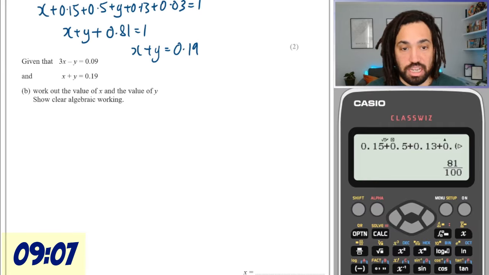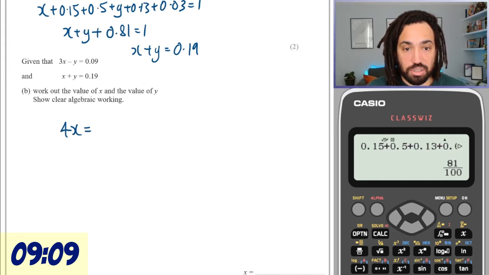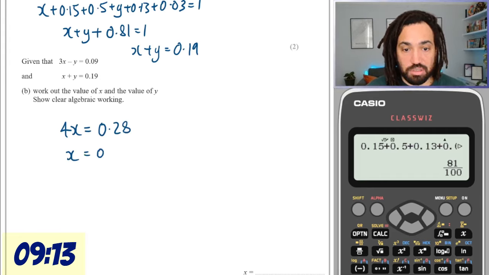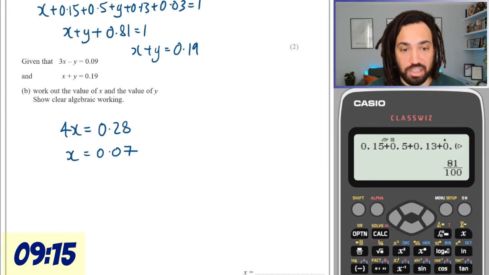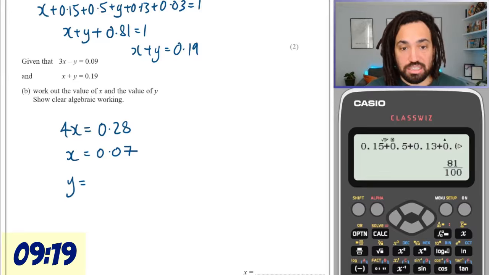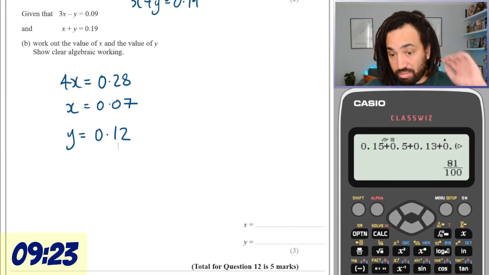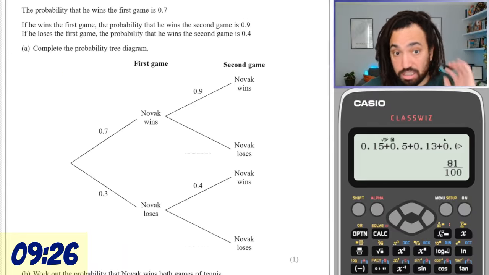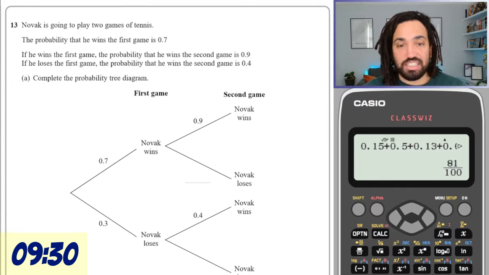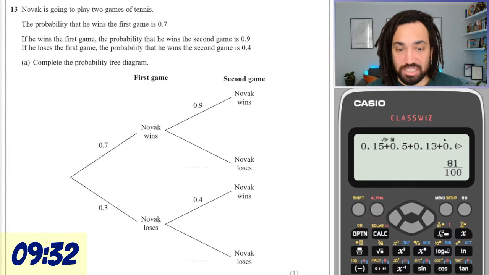It says given that this is equal to that, and that is equal to that, fine. Work out, okay, so you just add the two equations together to get this, which means that x is equal to James Bond 007, nice. And therefore y must add to that to make 0.19, so it must be 0.12. Quick little simultaneous. Novak, the tennis great. I love it when they put a little Easter egg in the questions like that.